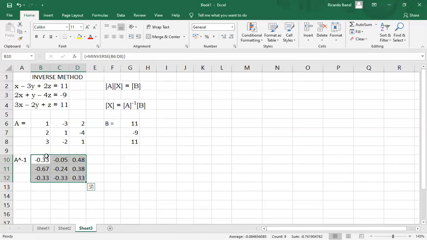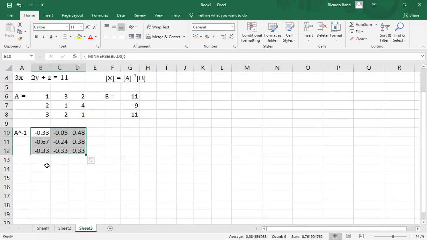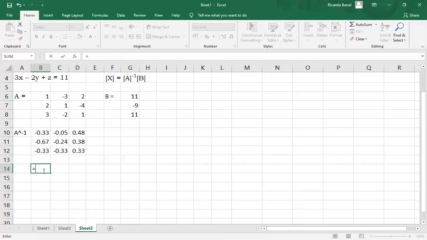If you did not drag the 3 by 3 matrix, for example, if you only click one element and type in matrix inverse in your Microsoft Excel, what will happen is that only one element will be inverted. It is only this element, not the whole matrix. So if you want to get the inverse individually, it's okay.